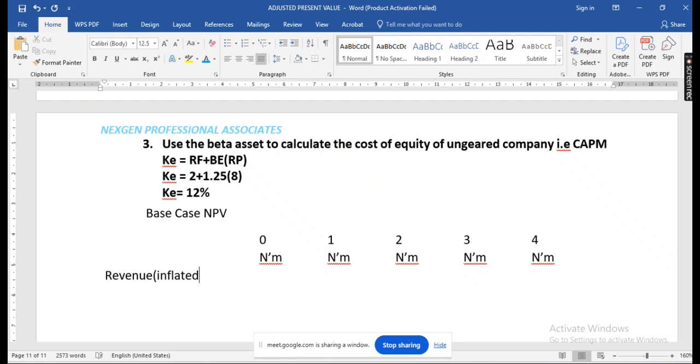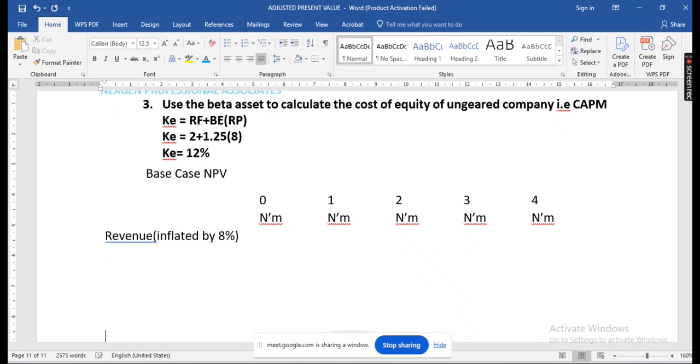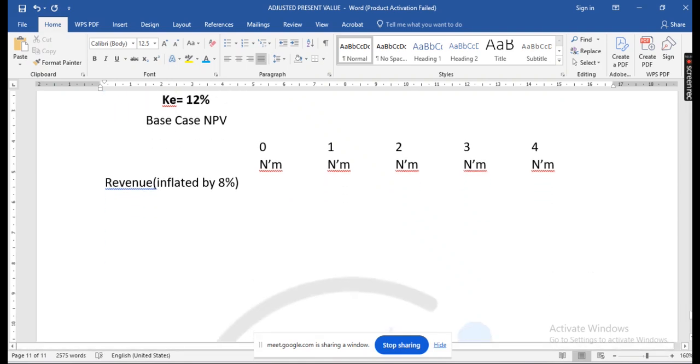Inflated by 8%. So the first year, raised to power. You know the way we normally do it. I will solve for 1 year, you do the next year. I will solve for 2 years, then you do the second year.